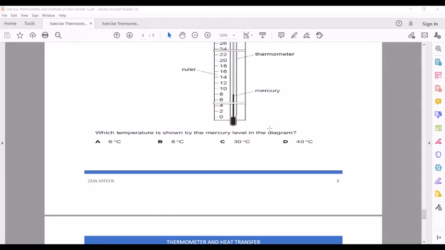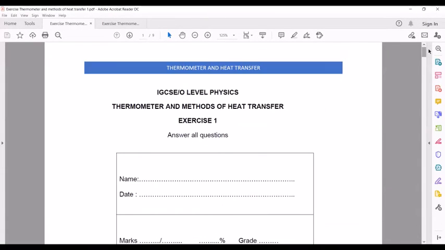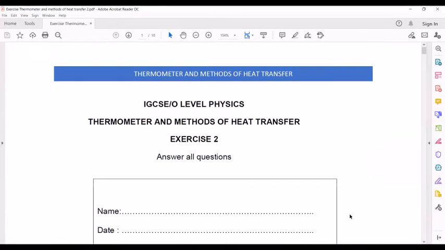This is exercise 1. Exercise 2 now, exercise 2 of thermometers and methods of heat transfer.